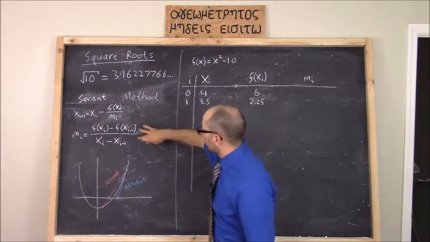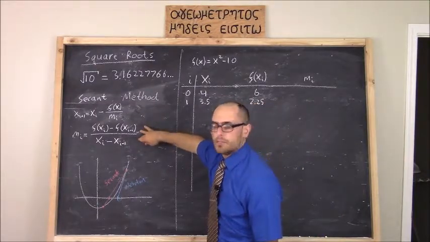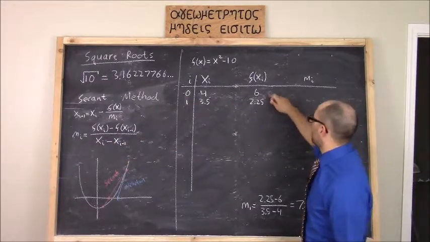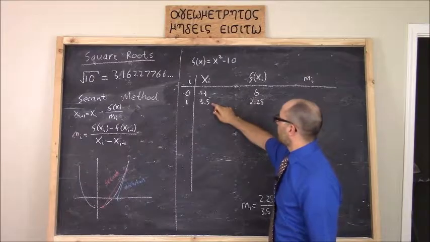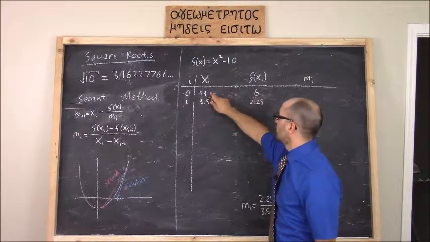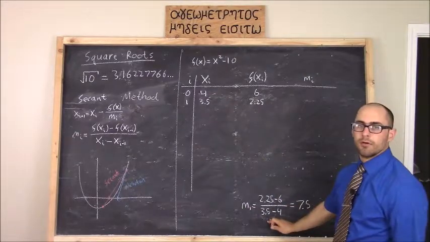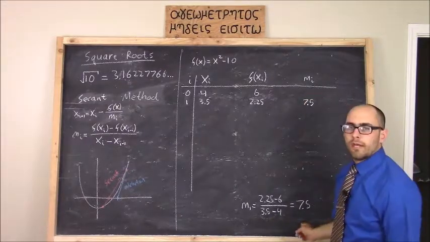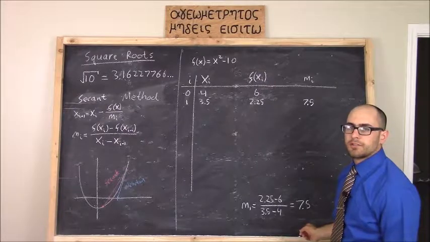I can plug those into this formula to compute m1. So I take 2.25 minus 6, divide by 3.5 minus 4, as I've summarized down below here. That answer is 7.5. Go ahead and verify on your own calculator that this number is correct.